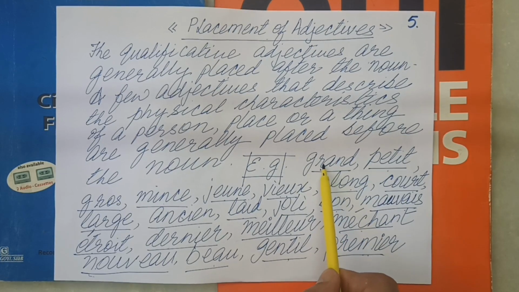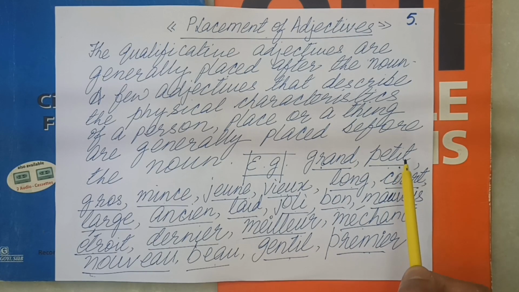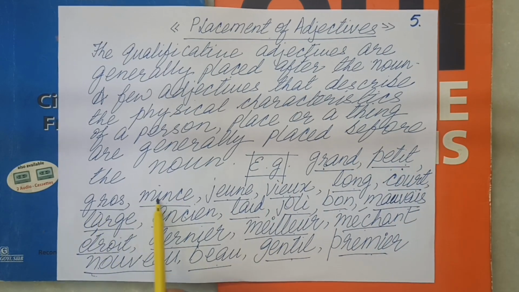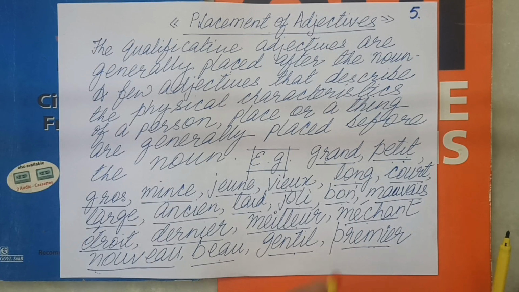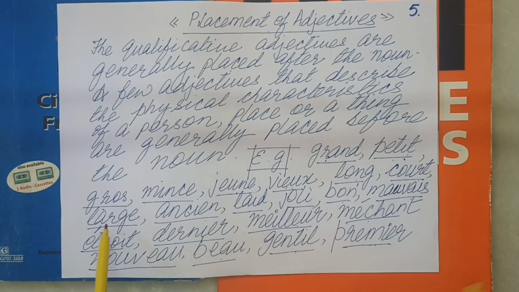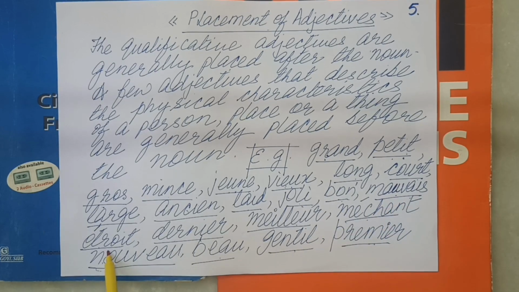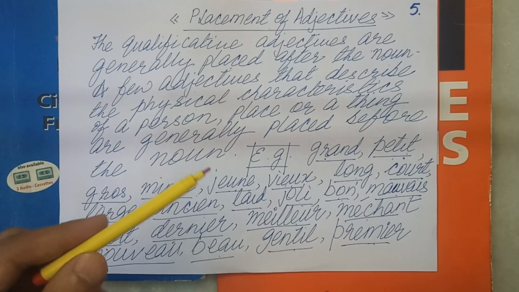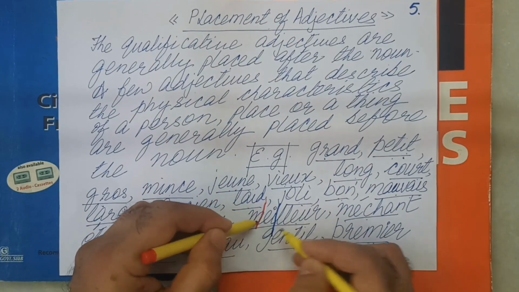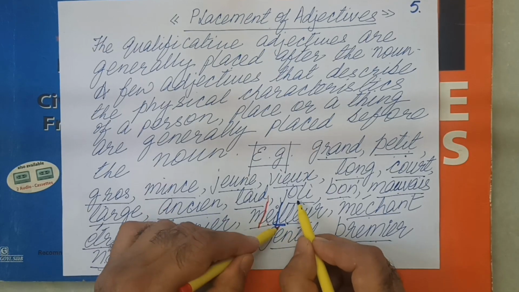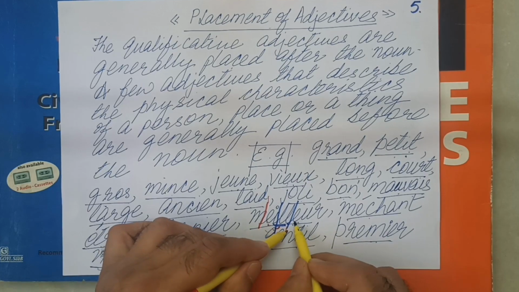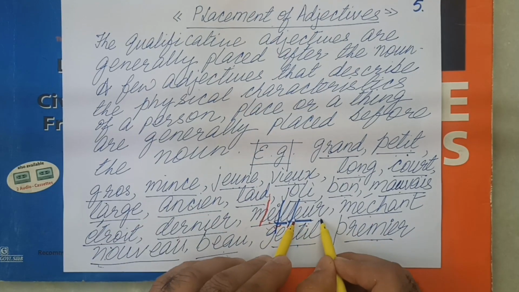Grand, big or tall. Petit, opposite of that, small, short. Gros, fat. Mince, thin. Jeune, young. Vieux, old. Long, court, short. Large, broad. Ancien, old. Laid, ugly. Joli, pretty. Bon, good. Mauvais, bad. Étroit, narrow. Dernier, last. Meilleur. See, EI is A, and we discussed that rule. If you have I double L, the sound will be Y. Meilleur. EU is eu. Meilleur, better.